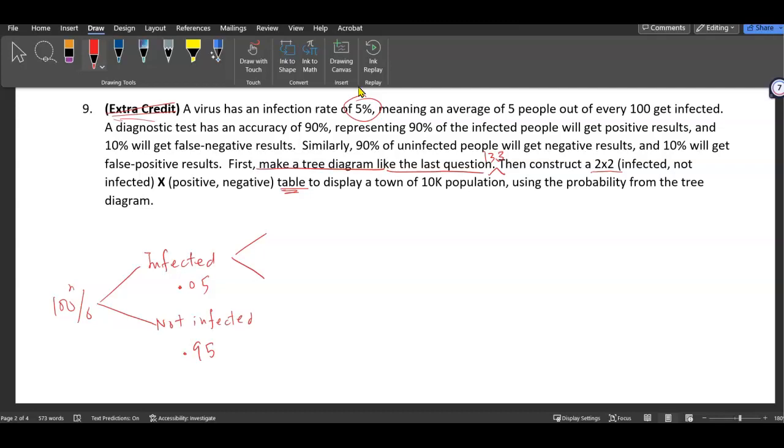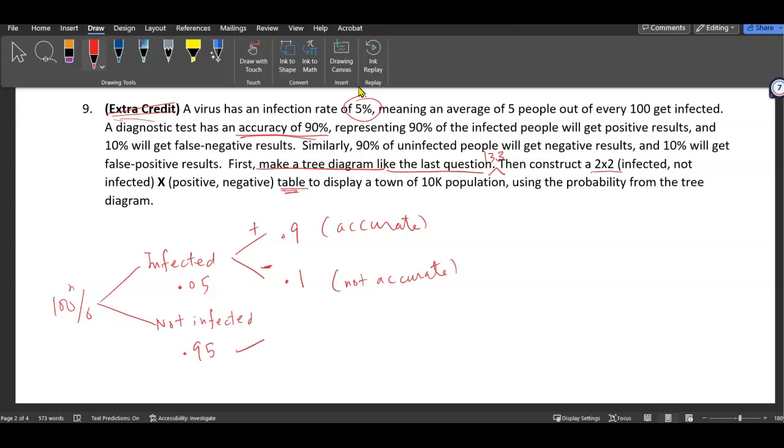And then the infected is supposed to test positive, right? So it says 90% accuracy. So positive and negative, right? So accuracy, if you are infected, you're supposed to get positive, so that is 0.9, and tested negative is 0.1, correct? If you got infected and you test negative, that's not accurate, right? So 90% accuracy.